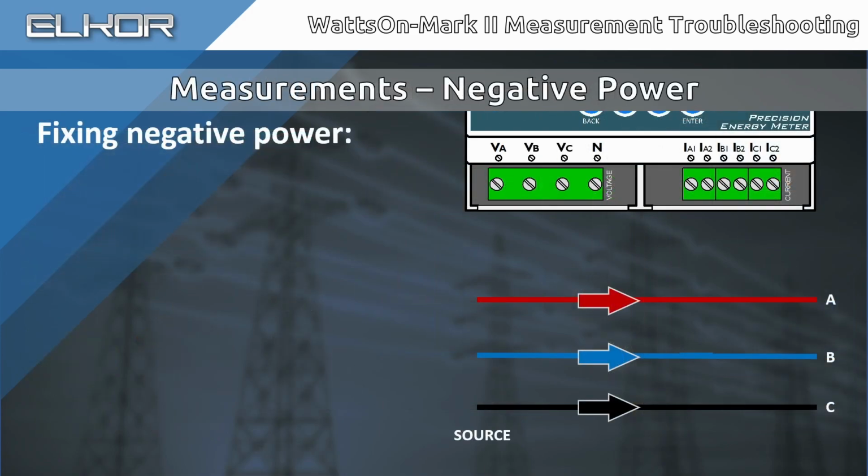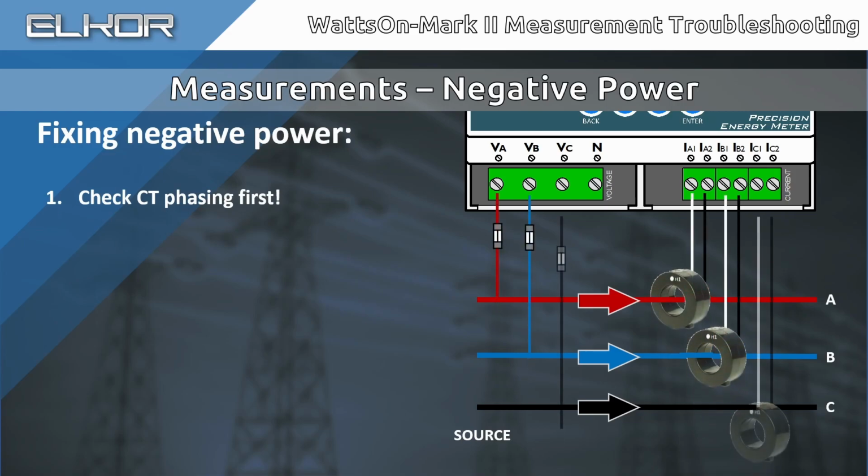If the sign of the power is opposite to what is expected, first check the CT phasing as discussed in the power factor section. Incorrect voltage and current phasing into the meter not only results in lower than expected power measurements, but can also cause negative power readings.